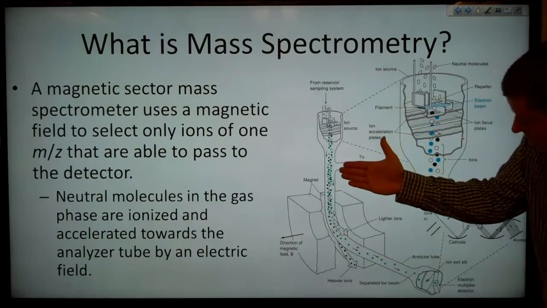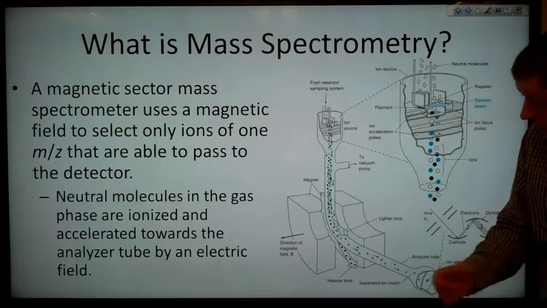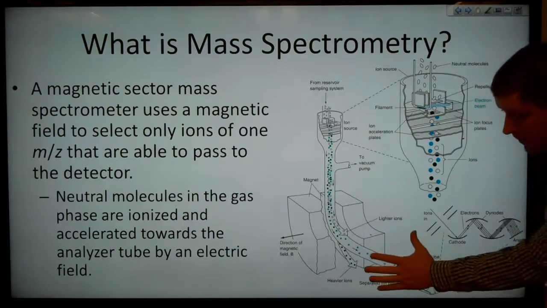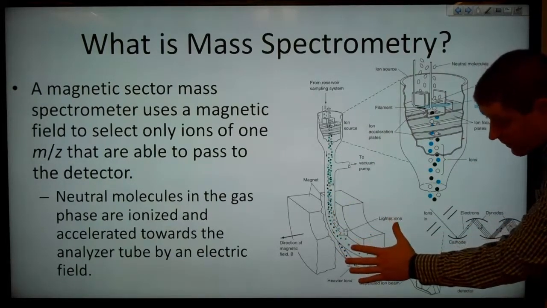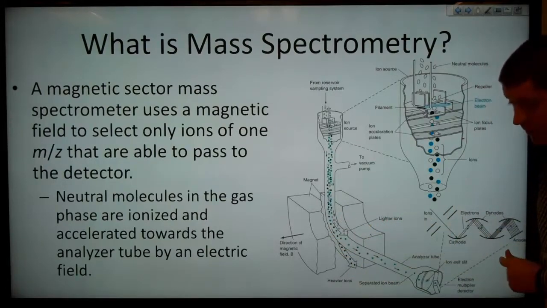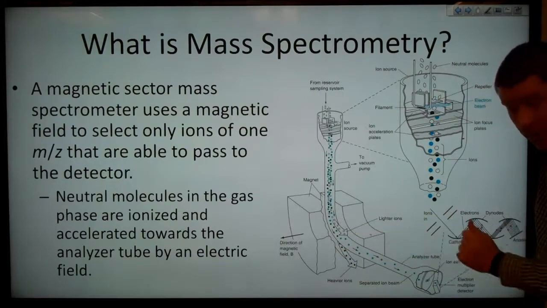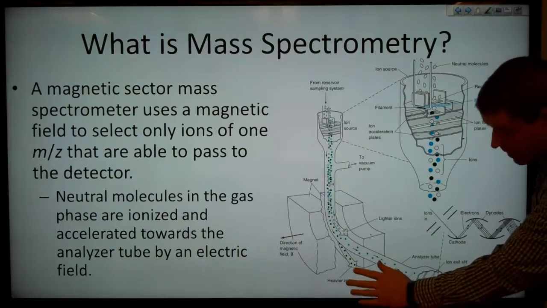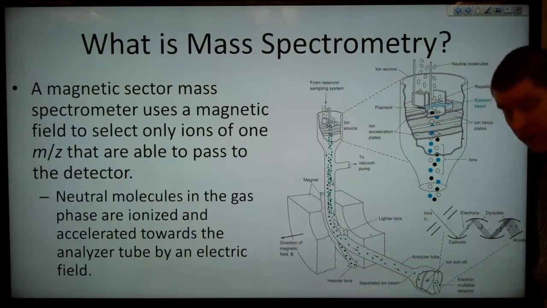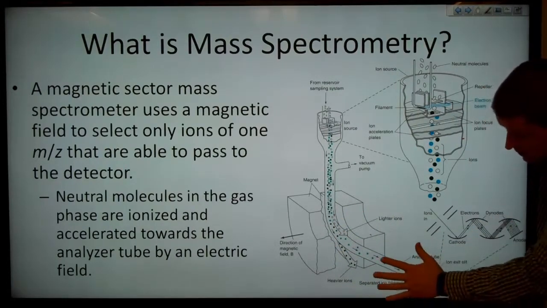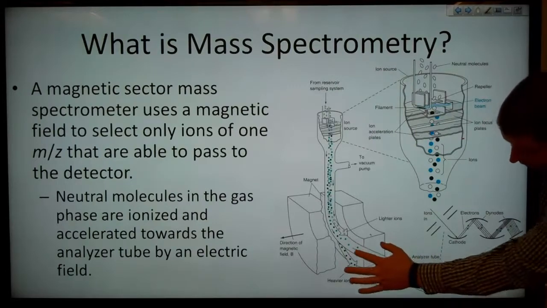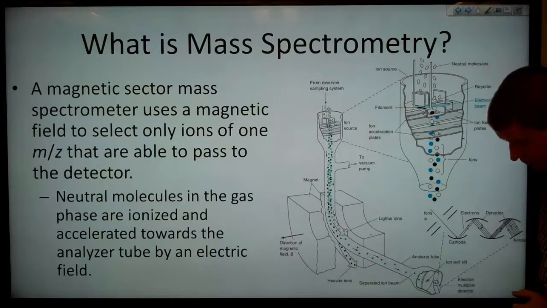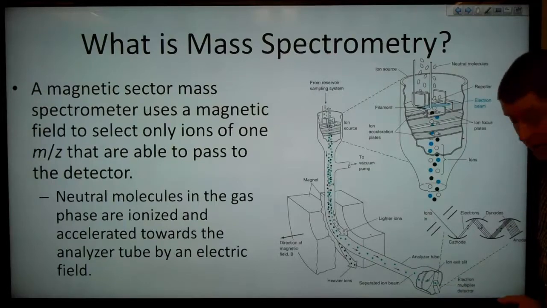They travel down our drift tube here. In this case, we've got an electromagnet as the ions travel through that magnetic field. The lighter ions are deflected farther, which means they strike the top of the tube here. The heavier ions are deflected less. They'll strike the bottom of the tube. Only those ions that we're interested in, in this case the blue ones, will manage to travel down the analyzer tube, go past an exit slit, and strike our detector.